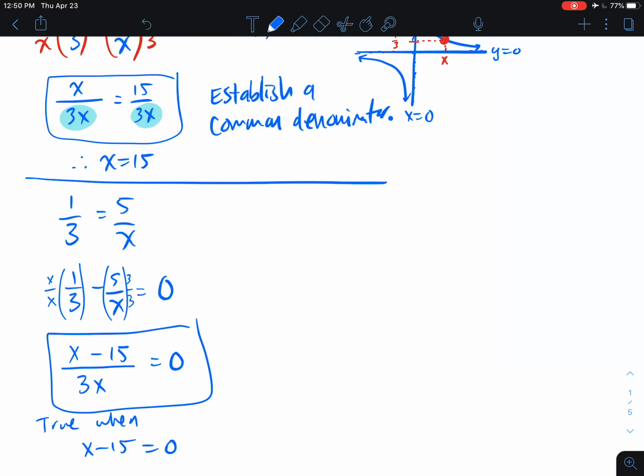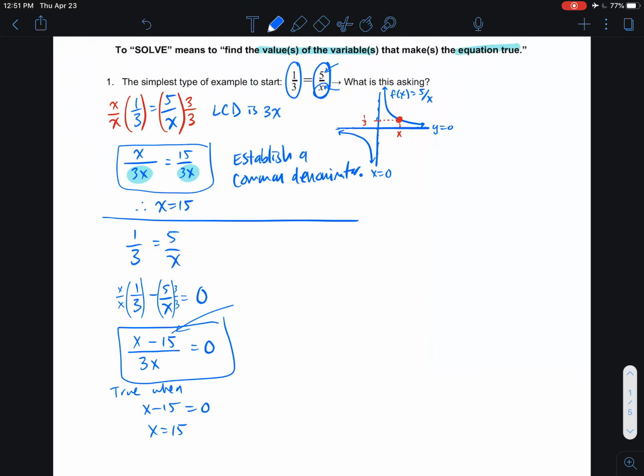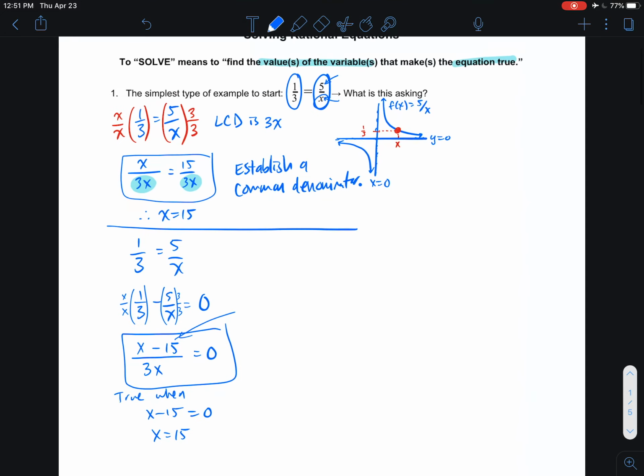So we can really only look at the numerator, and then we're able to say that x is 15. Of course, you could make that conclusion just from this step right here, and say that x is 15. So just to provide some context, that's a really simple example of the graphical interpretation of what it means to solve a rational equation, and a couple of different strategies that we can employ. The idea being that you're establishing a common denominator so that you can make some kind of conclusion.